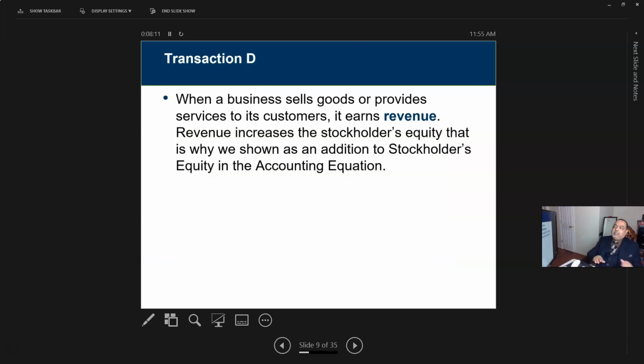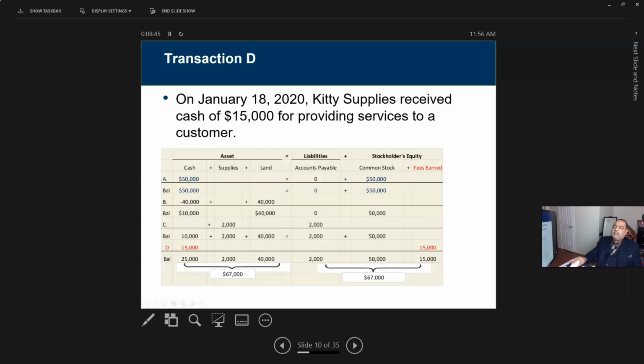Number D: when a business sells goods or provides services to its customers, it earns revenue. Now the revenue will increase the stockholders' equity. That's why, as we saw in the accounting equation, we'll be showing that as an addition to stockholders' equity in the accounting equation. In the same vein, all expenses will reduce the stockholders' equity. So we'll be showing them as a deduction from the stockholders' equity in the accounting equation. We'll see that in future transactions.